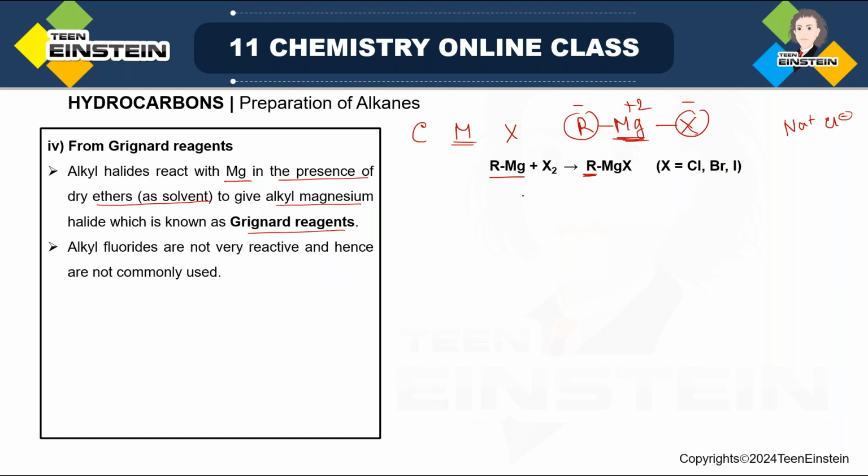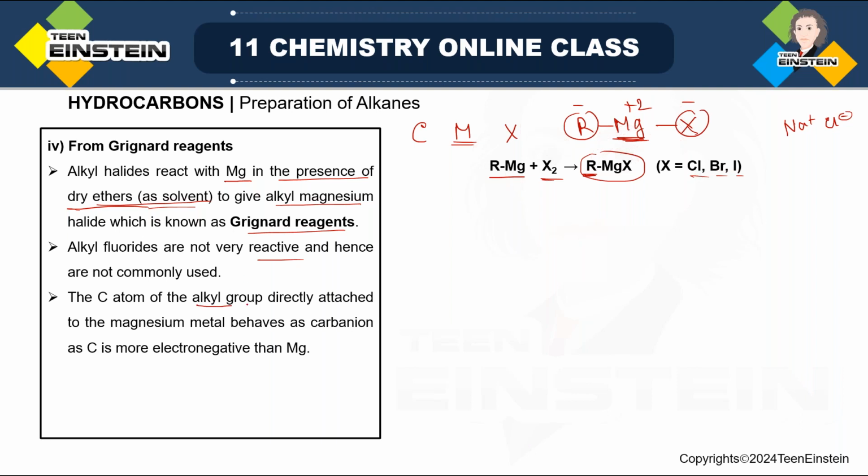So RMgX, you start with R-X, you can take CH3 or ethyl, and you treat it with Mg. The halogen may be Cl, Br, I, not fluorine. And that is done in the presence of dry ether. It must be moisture free because this reagent is very moisture sensitive. Fine. So RMgX will be produced in this way, and that is called Grignard reagent. You cannot take alkyl fluoride because they are not very reactive. Breaking the carbon-fluorine bond is difficult. So they are not used.